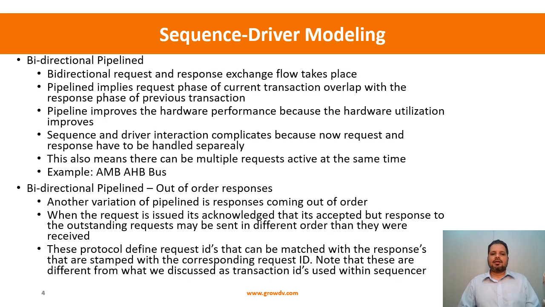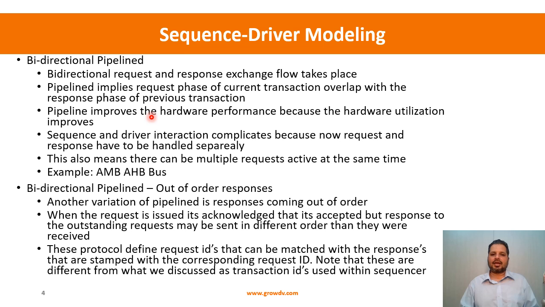Then we have the bidirectional pipelined model, where there can be in-order responses. A bidirectional request and response exchange flow takes place between your sequence and driver, and pipelined implies here that the request phase of the current transaction can overlap with the response phase of the previous transaction, right? So let's say I have a request bus and a response bus. Now both are getting utilized, right? In the APB, we have a PRDATA, PWDATA type of bus, but only one of them is getting utilized, so the other one is just idle.